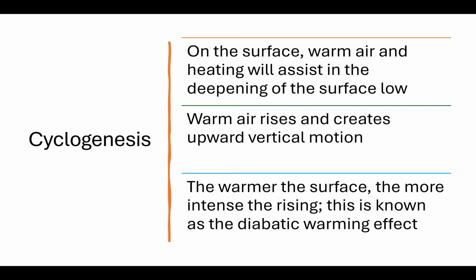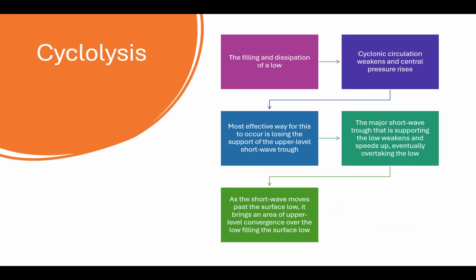This is known as a diabatic warming effect. I'm sorry, I just crossed it out. Diabatic warming effect. Okay? So low pressure systems usually try to seek out warmer surfaces because these warmer surfaces are going to promote more rising air motion. And whenever you go over a warmer surface, that's known as diabatics.